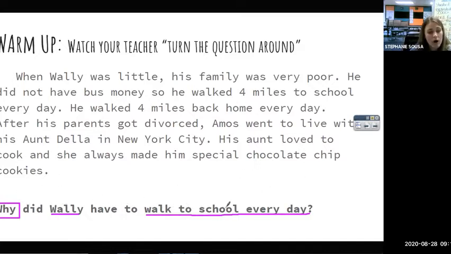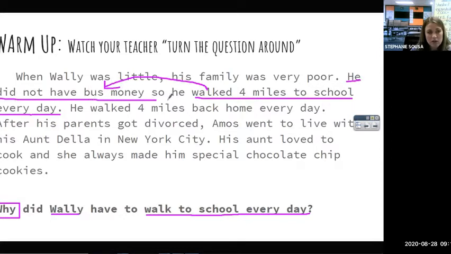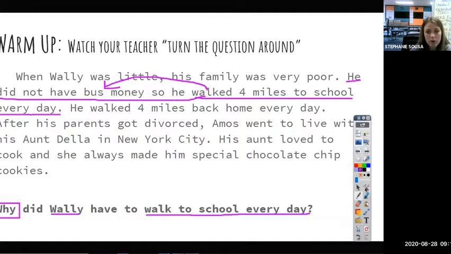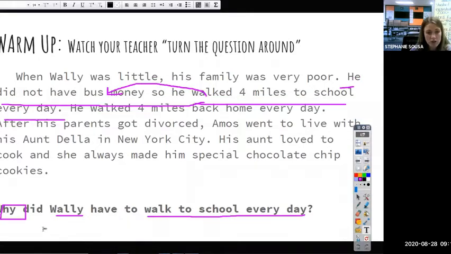Why did Wally have to walk to school every day? When Wally was little, his family was very poor. He did not have bus money, so he walked 4 miles to school every day. Hey, look at that. Walk to school every day. Look what I just found. Walked to school every day. I'm looking for the reason, and that's right here. He did not have bus money, so he walked to school every day. So he could not pay to ride on the bus, so he had to walk to school. So I would record that answer by turning the question around.